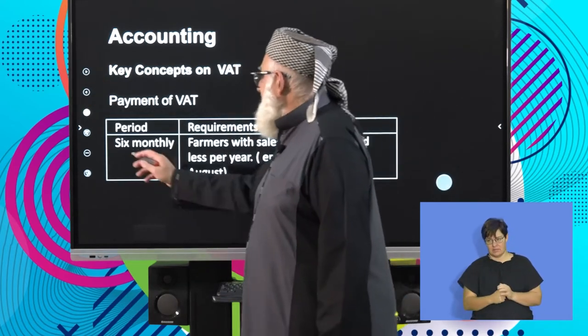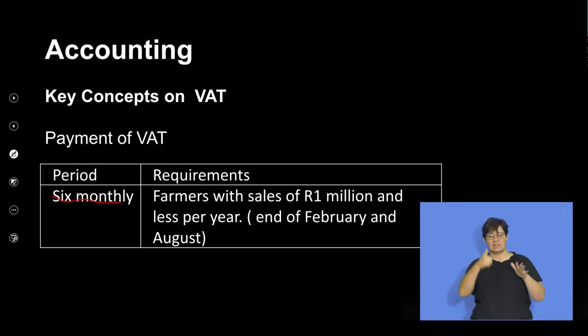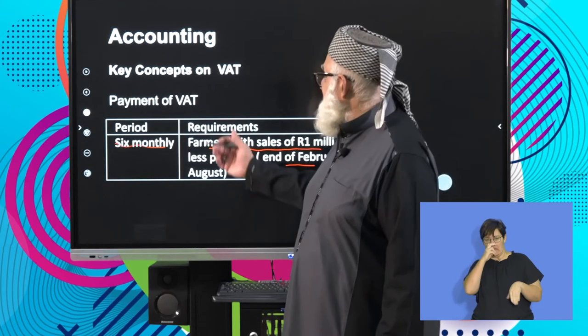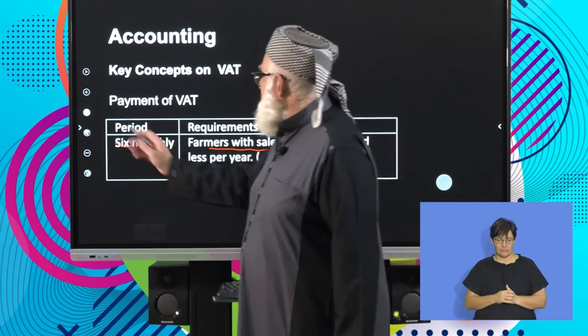Then you get a 6-monthly return. And these are farmers with sales of 1 million and less per year, and they normally do it at the end of February and end of August. They do a 6-monthly return depending on the needs of that particular sector of the economy. In this case, we're looking at farmers.